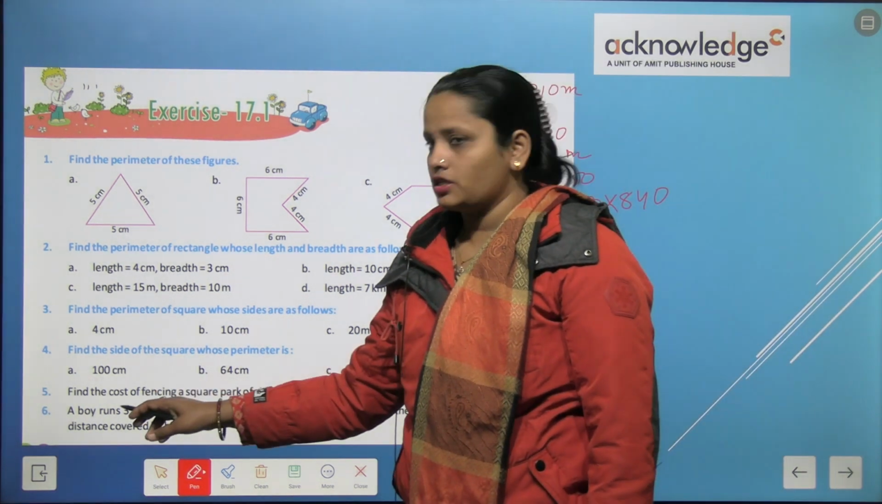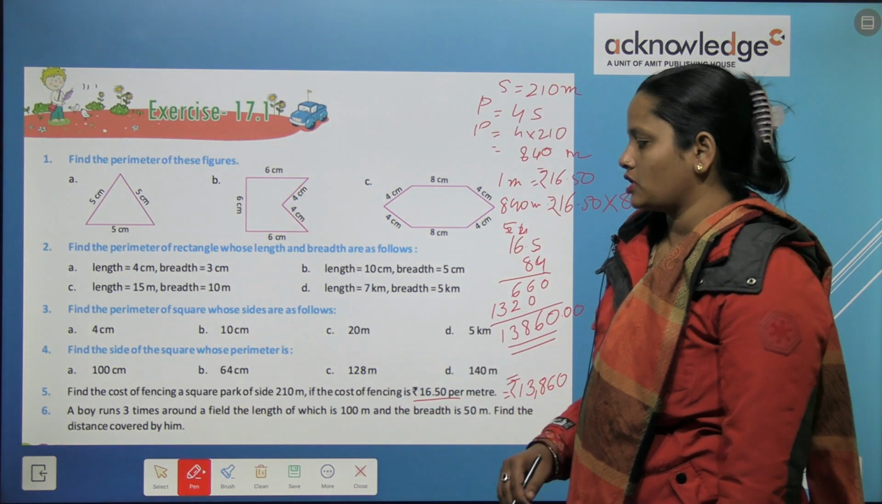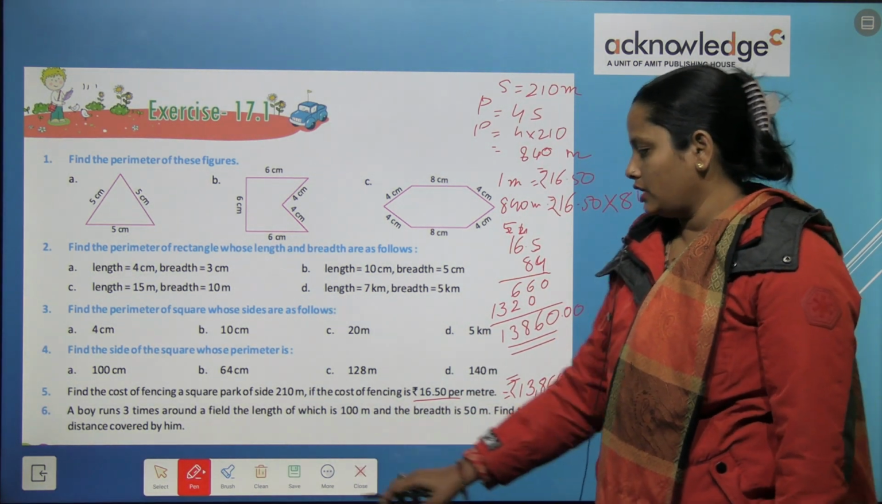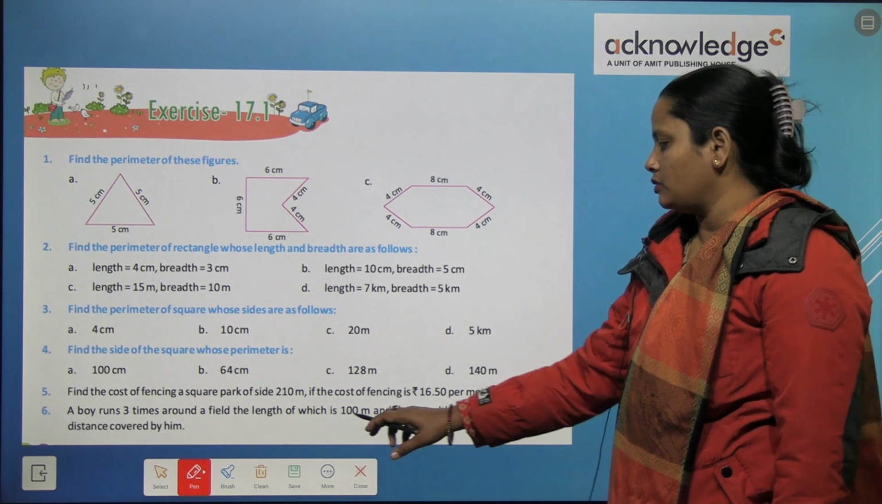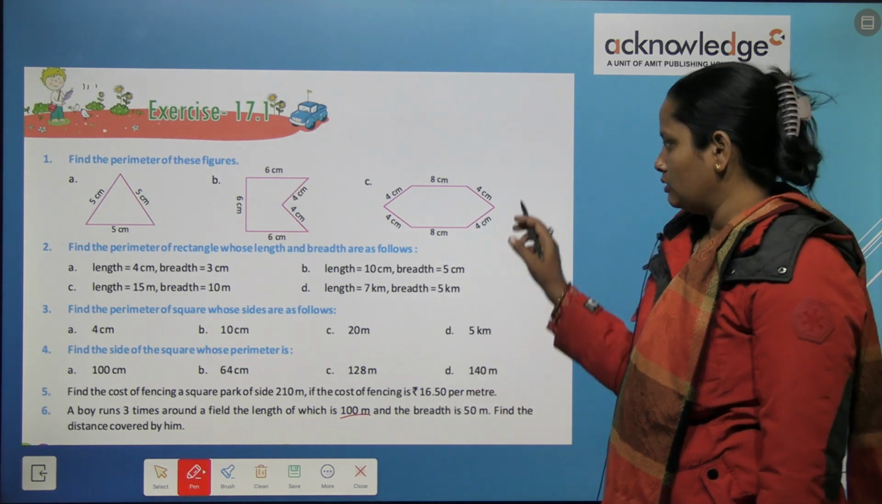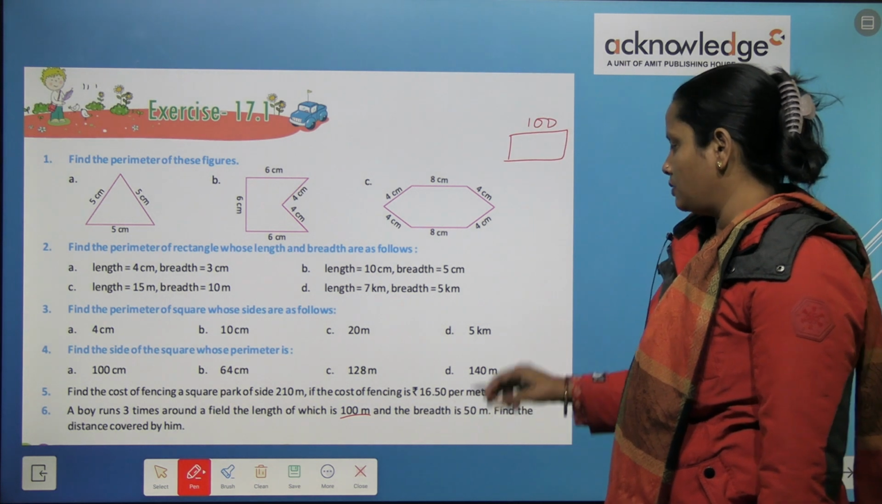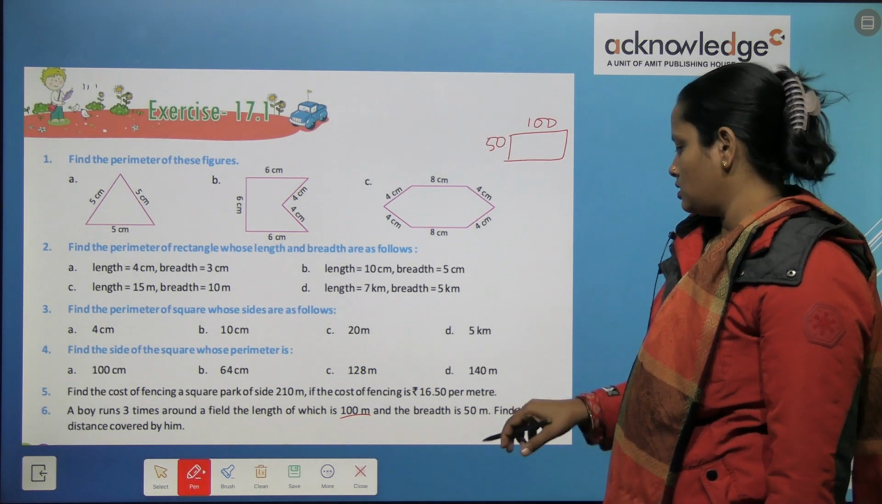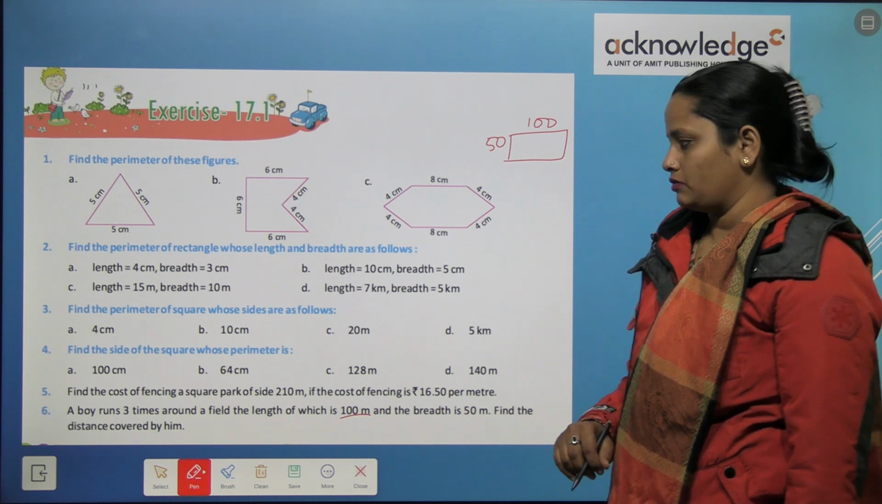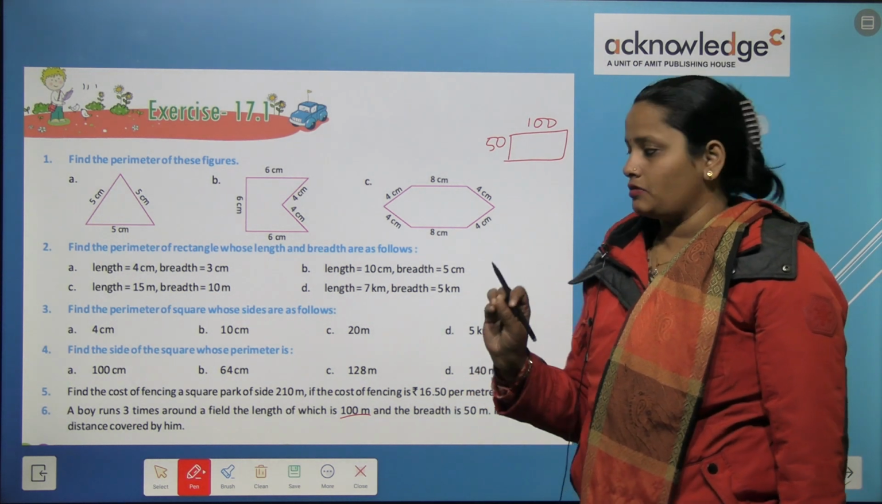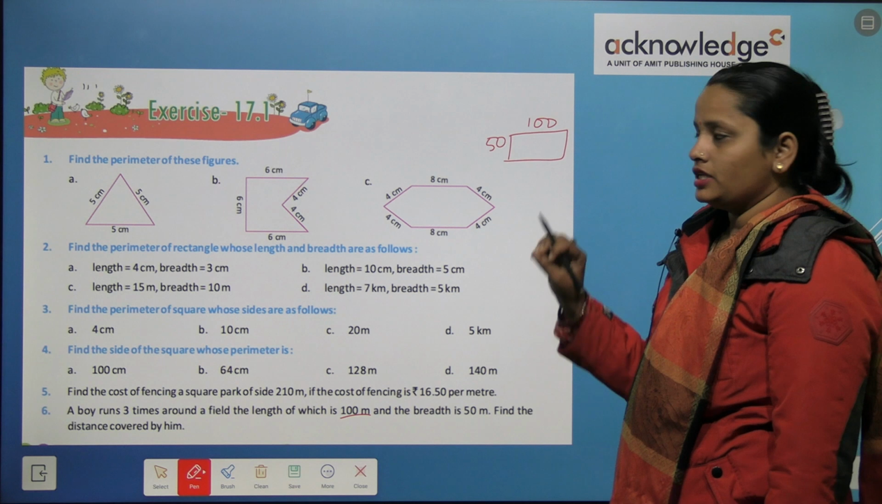Similarly, let's do this 6th question. A boy runs 3 times around the field and the length of which is 100 meter. So 100 meter का एक field है जिसकी length है 100 meter and the breadth is 50 meter. Find the distance covered by him. So एक बच्चे ने 3 times उसके पहले जो है field के चक्कर लगाए.